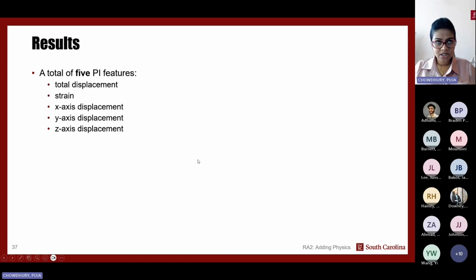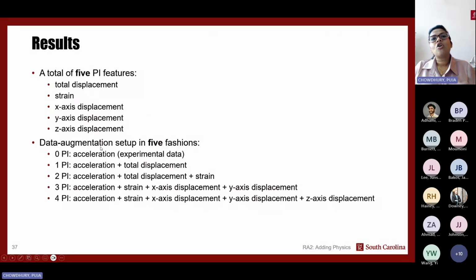The result section is here. A total of 5 PI features were used: the total displacement, strain, and x-axis, y-axis, and z-axis displacement. For analyzing the data augmentation approach, we set up 5 setups. The first one is 0 PI, where we have only the acceleration. In the case of 1 PI, we add a single PI, like the total displacement, with acceleration. Then for 2 PI, there are 2 PI, total displacement and strain, and gradually 3 PI and 4 PI.